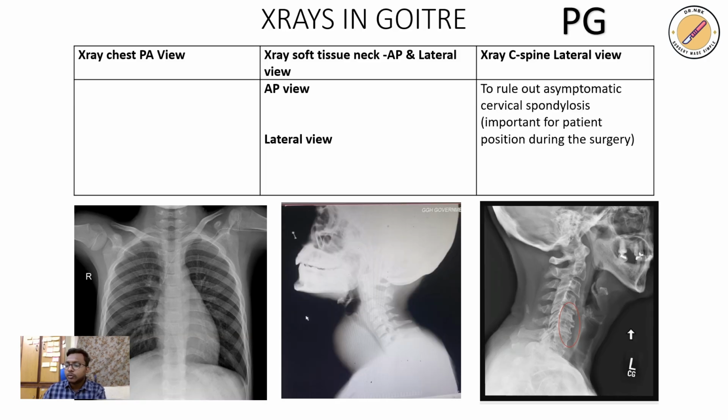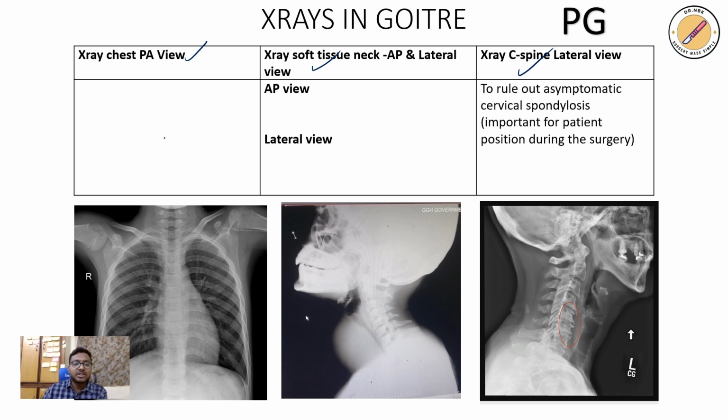Right. Next. Coming to X-rays. Please understand, undergraduates can remember what are the X-rays that are required. That is, one is chest X-ray PA view, X-ray soft tissue neck AP and lateral, and X-ray C-spine lateral view. But for PGs, they will ask you the explanation. Why do you require these X-rays?